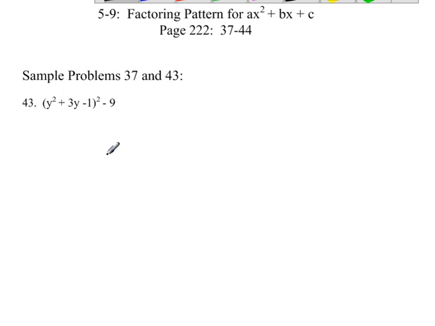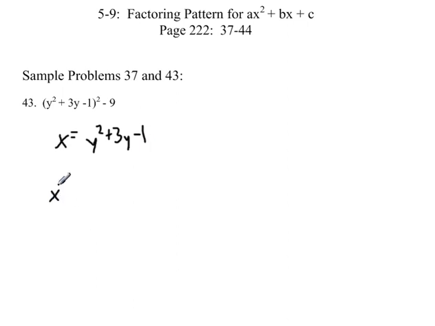And I'm going to try that substitution trick again, but this time I'm going to make x equal to y squared plus 3y minus 1. And I'm going to rewrite the problem, which would simply become x squared minus 9. Put that in parentheses. So x squared minus 9, if you're going to factor that, is a far simpler task. You get x plus 3, x minus 3.